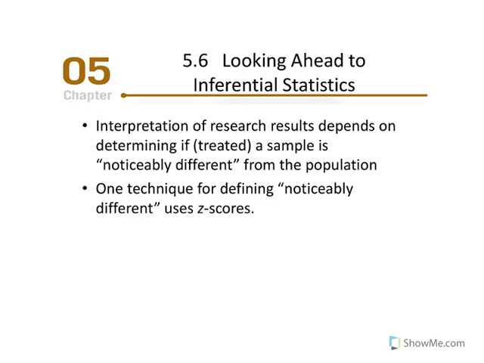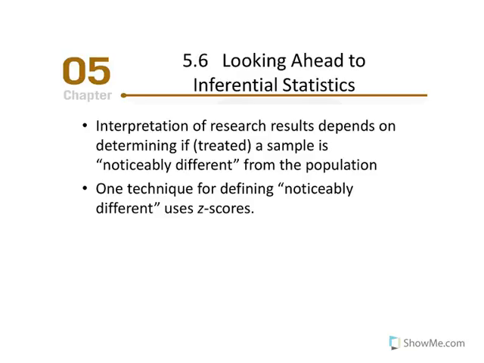Looking ahead to inferential statistics, the interpretation of research results depends on determining if a sample is noticeably different from the population. So again, the treated sample. We'll have instances where we may be comparing a sample to a population, if we're lucky enough to have population parameters available to us, or we may be comparing samples to samples. One sample is representative of the untreated population, and one sample is exposed to the treatment, which stems from the manipulation of the independent variable.